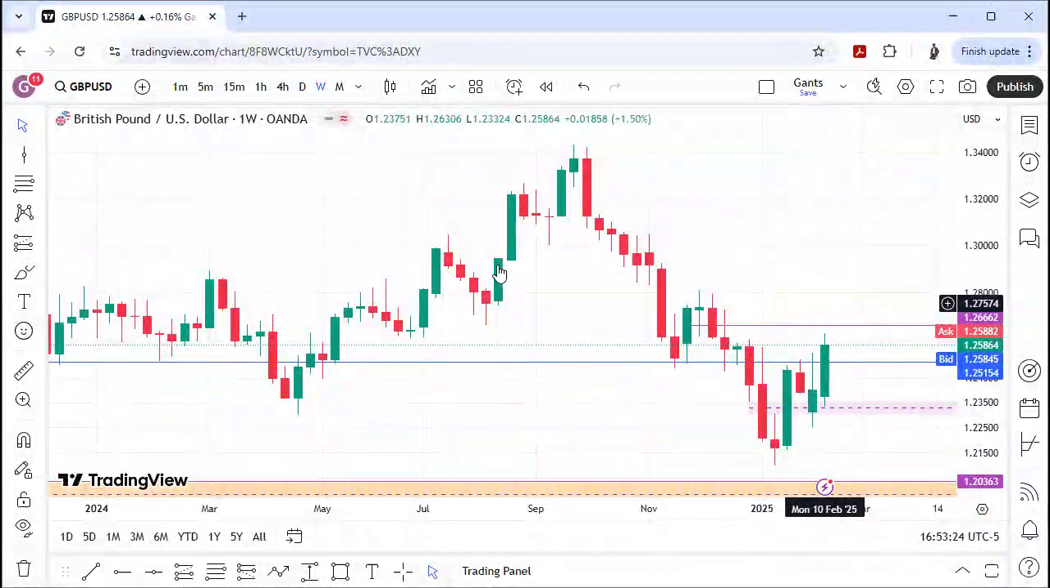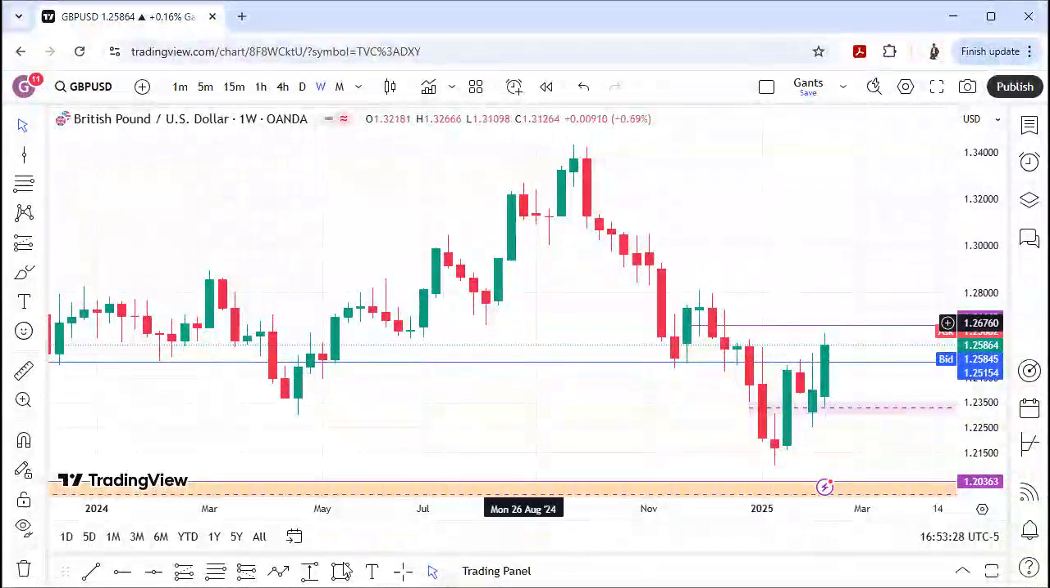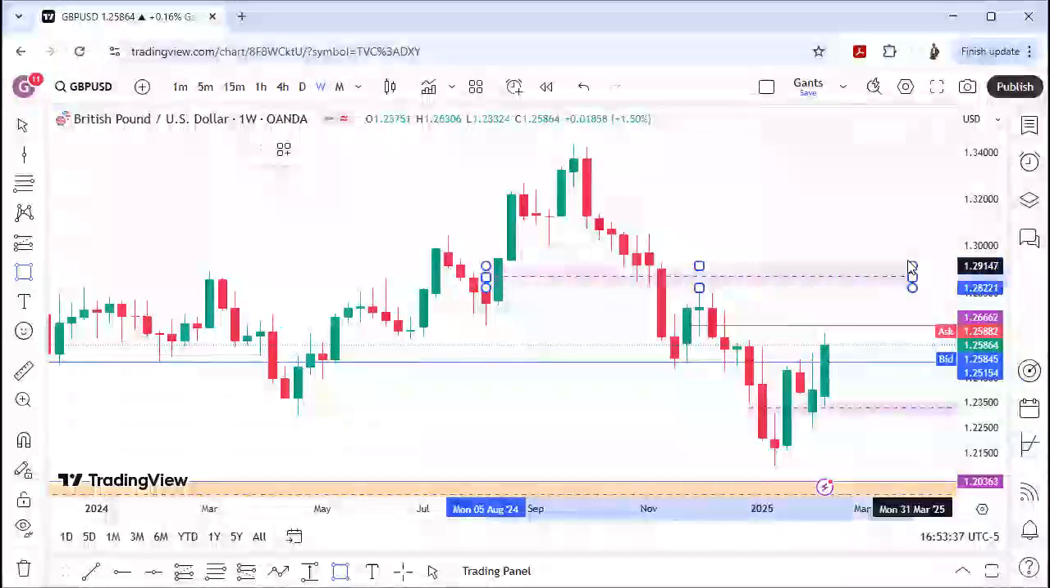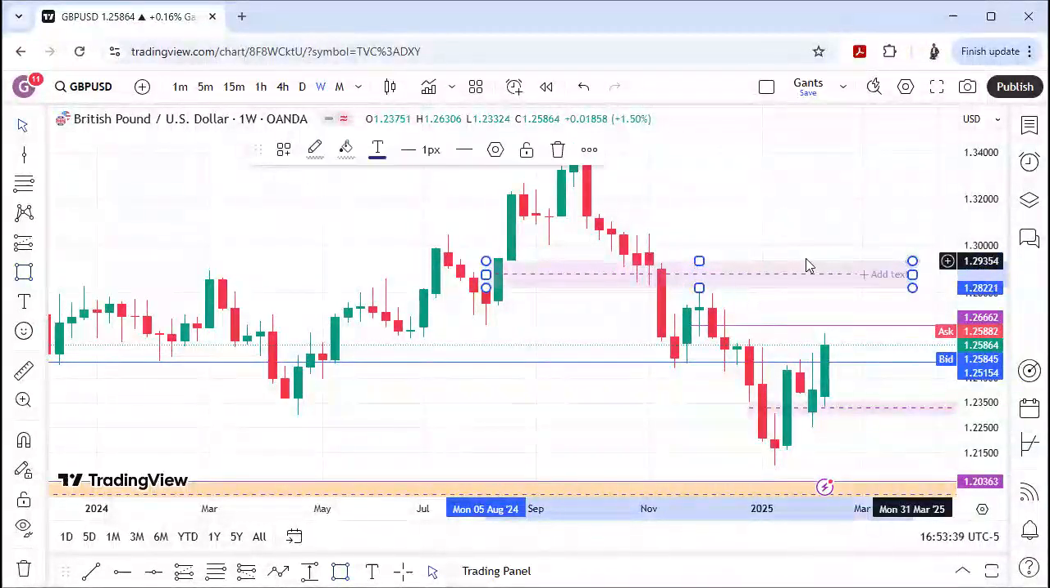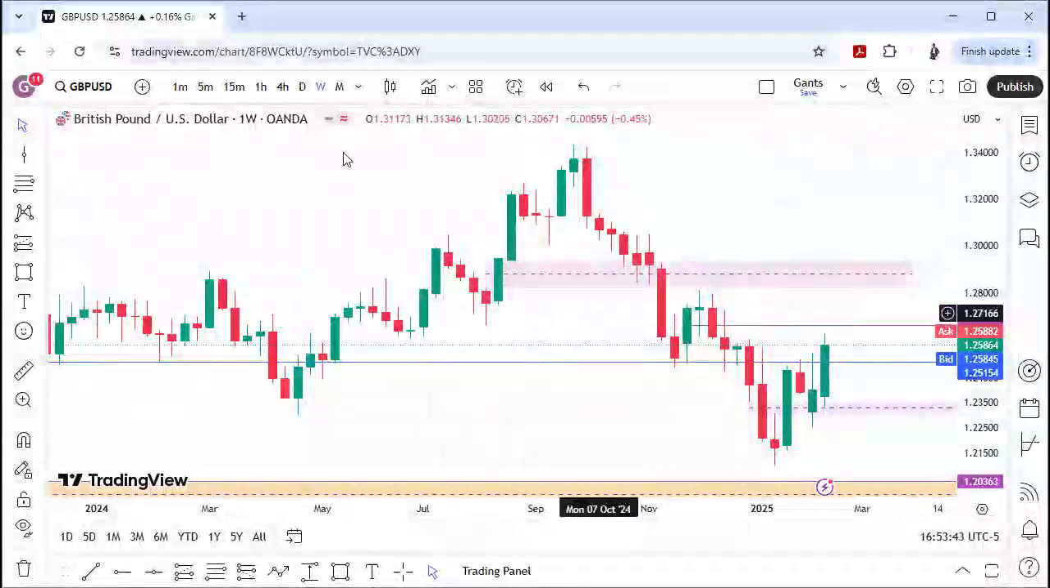Okay, we have inversion FVG here. If I extend it out here around that area, let me just do it for completeness sake. I have something like this. So ultimately, this is where I'm expecting price to trade to before any form of reversal.